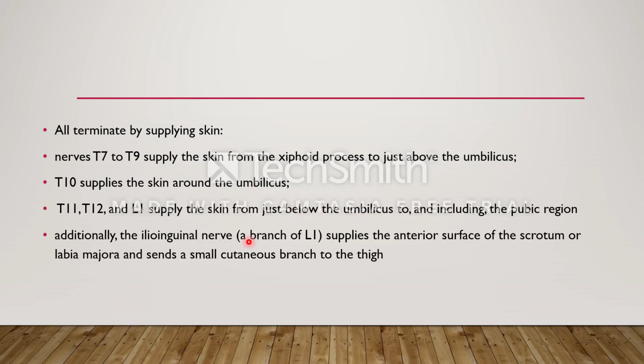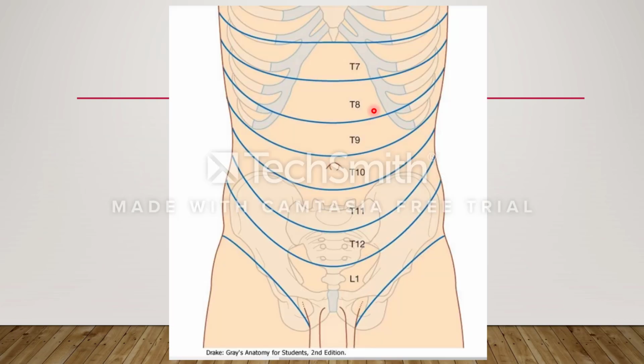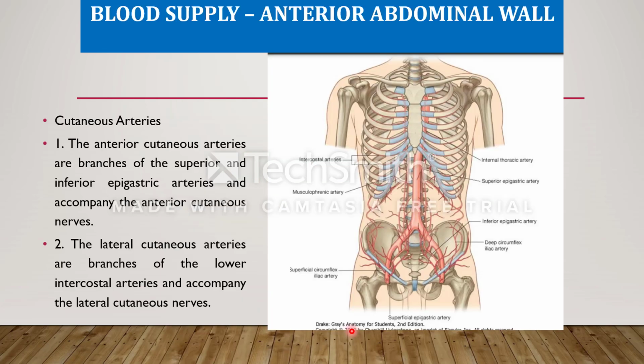The ilioinguinal nerve, which is a branch of L1, supplies the anterior surface of the scrotum and the labia majora and sends a small cutaneous branch to the thigh. Again, see, this is T7, T8, T9. These are three intercostal nerves which are supplying above the umbilicus. T10 is supplying at the level of the umbilicus, and T11, T12 and L1 are supplying below the umbilicus. This L1 will also supply the anterior part of the scrotum in males and the labia majora in females.